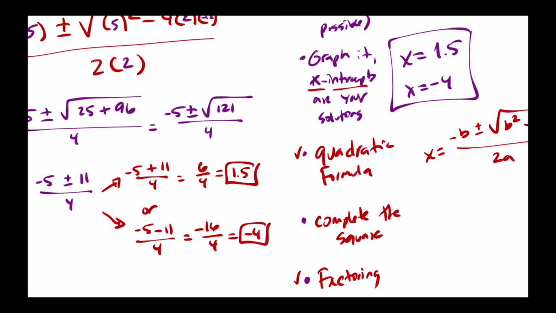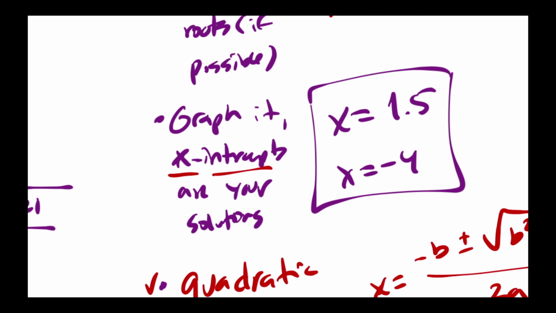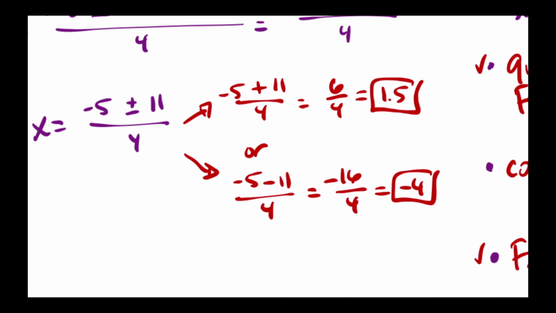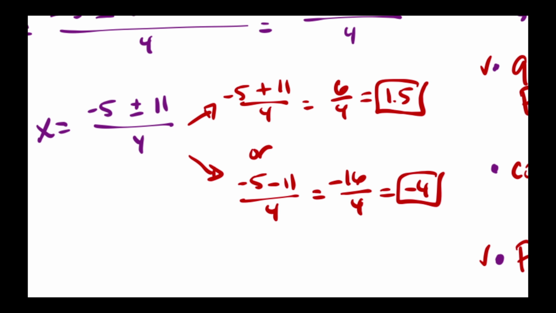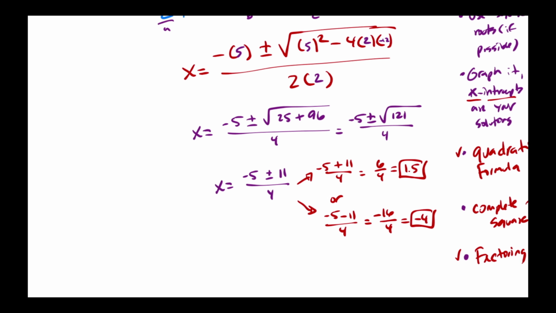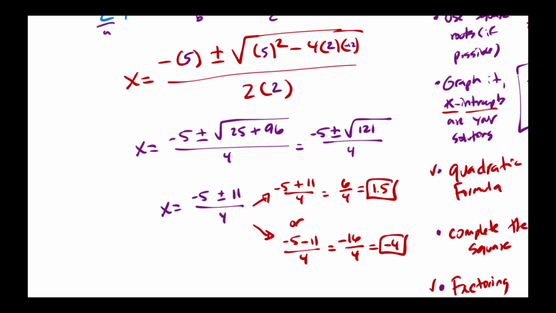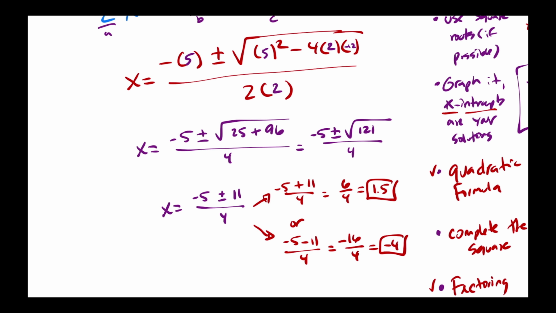So we did it by graphing, which you can't use on SBAC because you can't use Desmos. So we did it by quadratic formula, and we got x equals those two numbers, 1.5 and negative 4. I'll give you a minute to copy this, and then I'm going to show you how we do this by factoring. Those of you who forgot factoring.